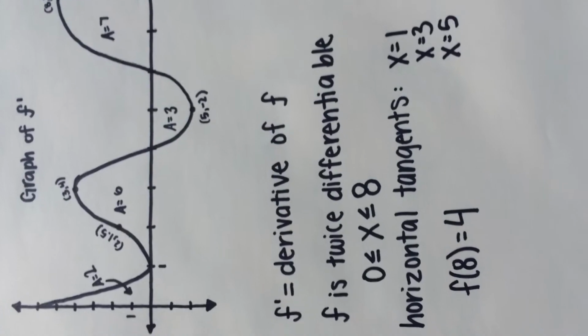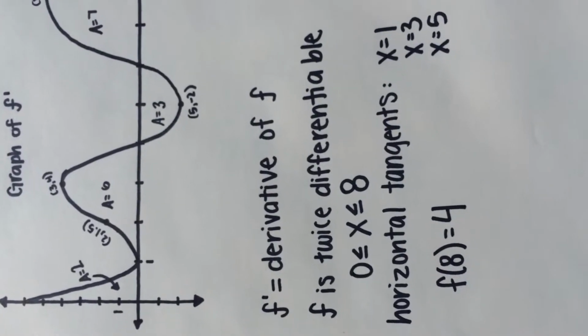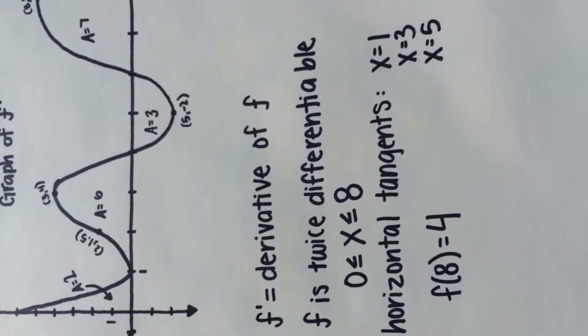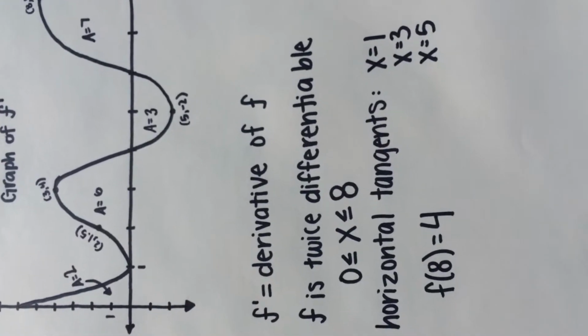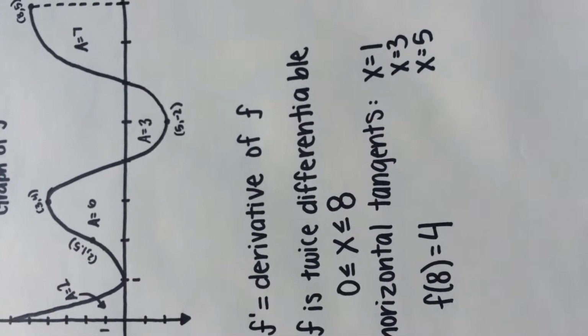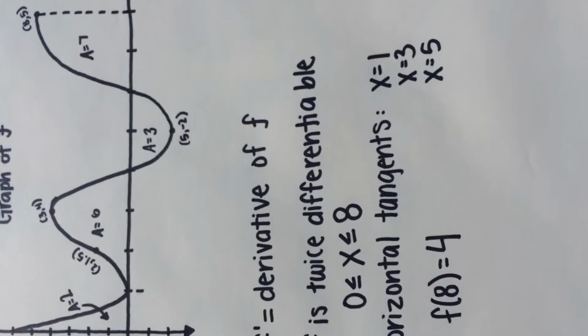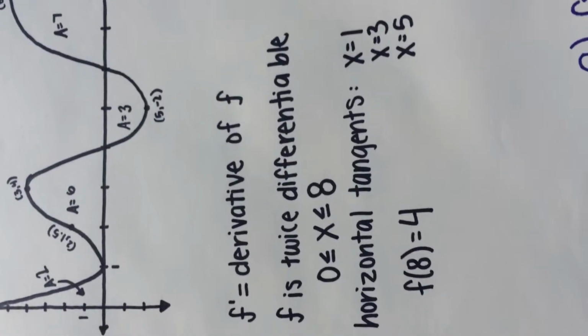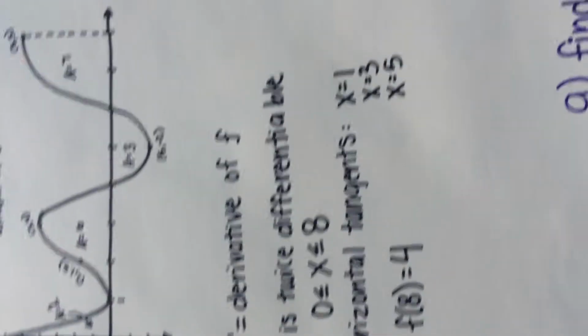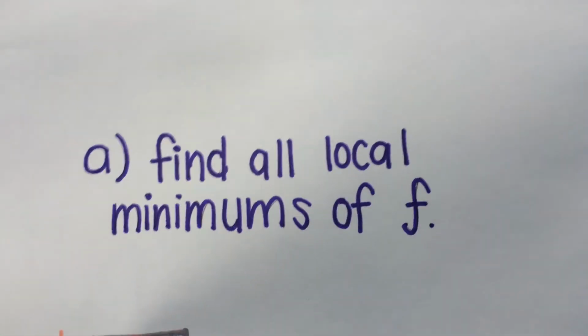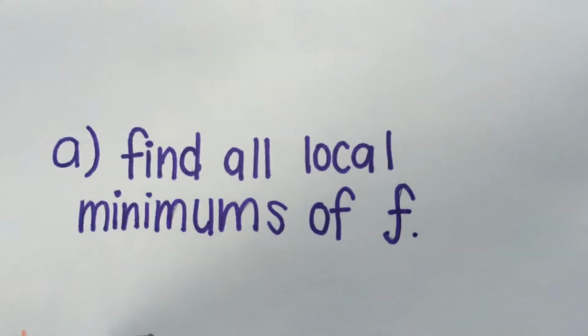The graph of f prime has horizontal tangents at x equals 1, x equals 3, and x equals 5. The areas of the regions between the graph of f prime and the x-axis are labeled in the figure. The function f is defined for all real numbers and satisfies f of 8 equals 4. So part A of this question asks us to find all local minimums of f.